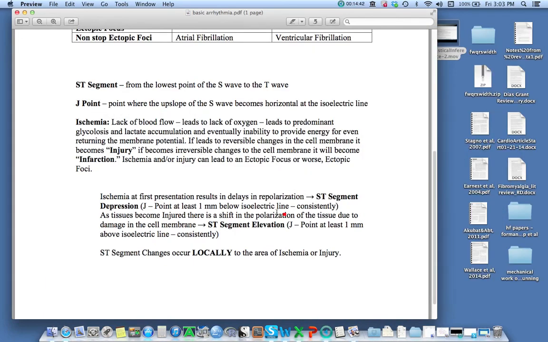I think the most important thing for you to take from this is that ischemia leads to depression of the ST segment, and that if that continues for too long, it can become ST elevation. Typically, once we get ST elevation, the person usually rules in and ends up having a myocardial infarction confirmed later. ST segment changes occur locally in the area of ischemia or injury, meaning you might not see ST segment changes on every lead of the electrocardiogram.